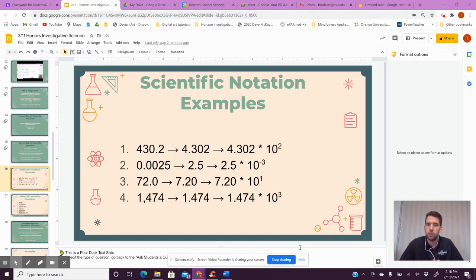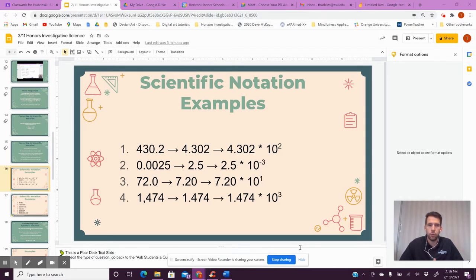Number 3, 72.0. I'm going to move that decimal to the left once to get 7.20. Now, notice that I am keeping the 0. I'm keeping the 0 because it's significant. This is where significant figures comes back into play. 72.0, that 0 is significant because it's at the end of the number that has a decimal. I'm going to keep that 0 in my number, so it's not just 7.2. So 72.0 becomes 7.20 as I move the decimal to the left one time. So I'm going to have 1 as my exponent, and it's going to be positive because I moved my decimal to the left.